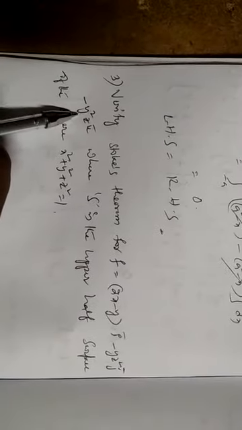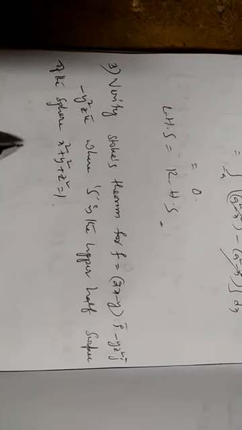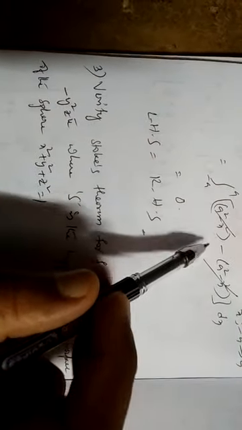Similarly, we have another problem: verify Stokes theorem for F equal to (x y 2x minus y) into i minus yz square j minus y square zk, where S is the upper half of the sphere x square plus y square plus z square equals 1. The curve is similar, as we discussed with the previous ones; the second and third are also the same. Try this problem, then we can get the solution.